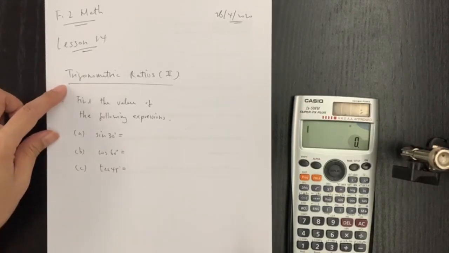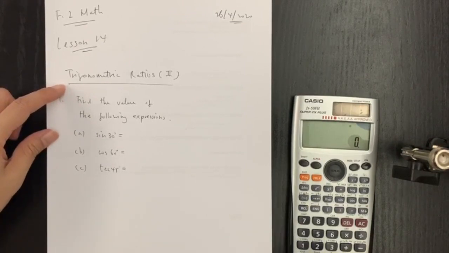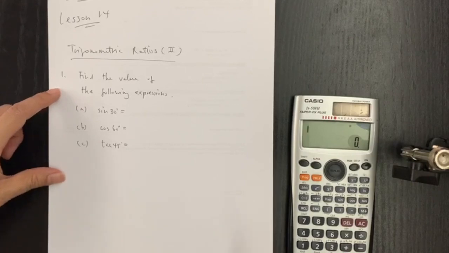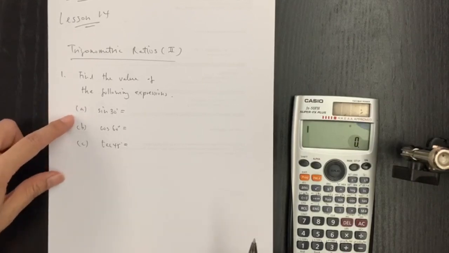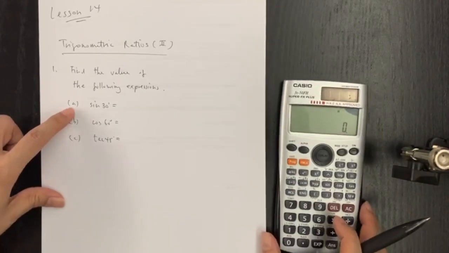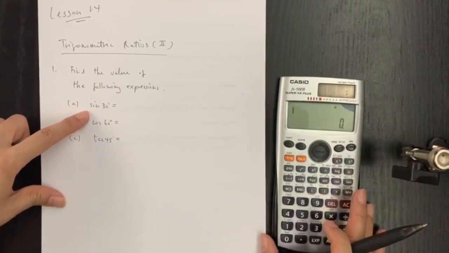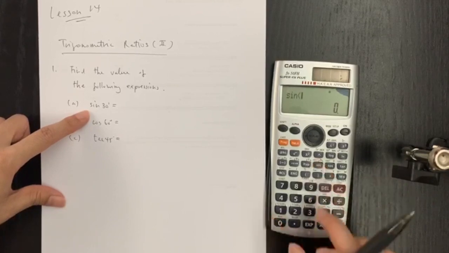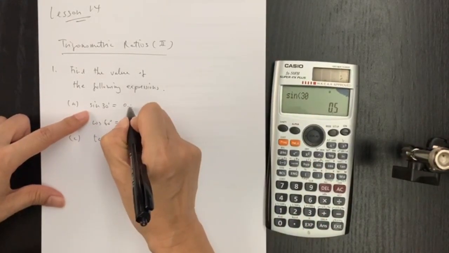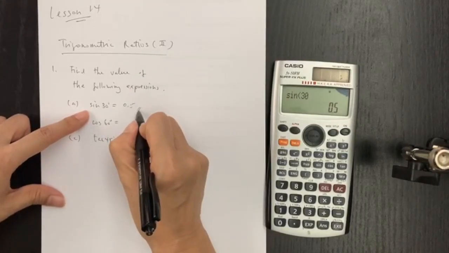Okay, so now we come to the second part of trigonometric ratios. And here is the first example. To find the value of the following expressions, let us use a calculator. For example, what is the value of sine 30? So that will be sine 30. The answer is 0.5. Okay, so that is the first one.